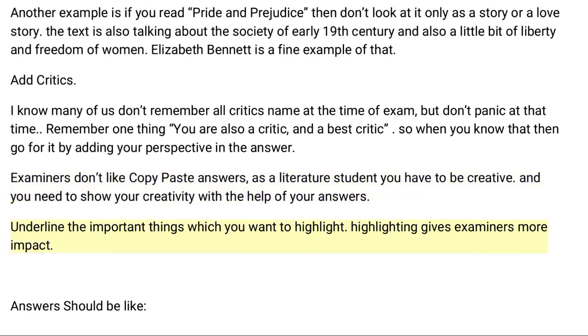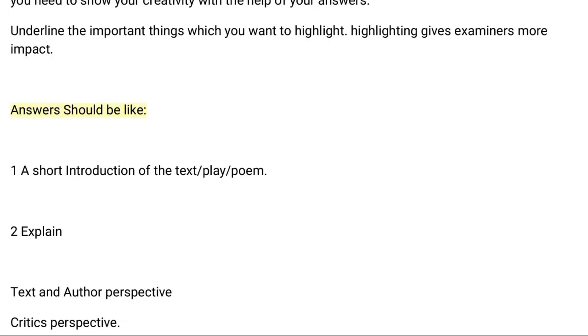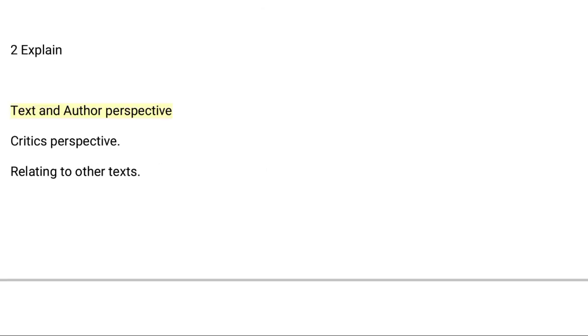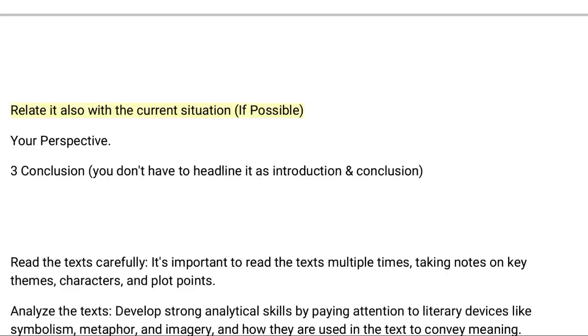Underline the important things which you want to highlight. Highlighting gives examiners more impact. Answers should be like: 1. A short introduction of the text, play, poem. 2. Explain text and author perspective, critic's perspective, relating to other texts. Relate it also with the current situation, if possible. Your perspective. 3. Conclusion. You don't have to headline it as introduction and conclusion.